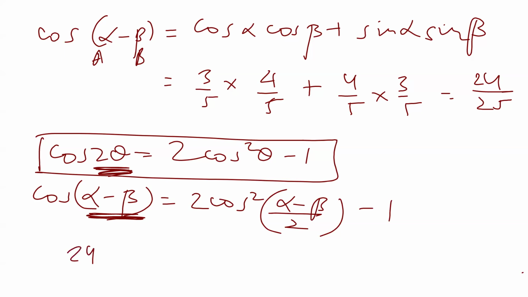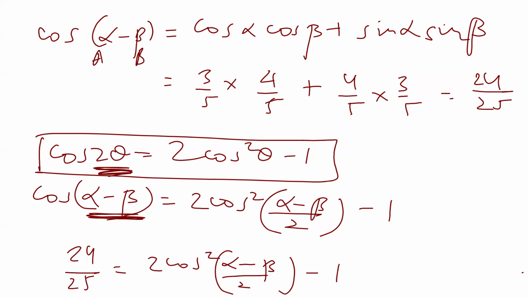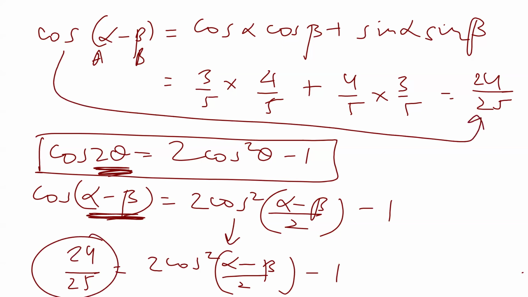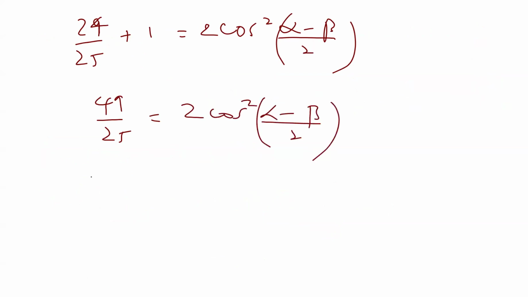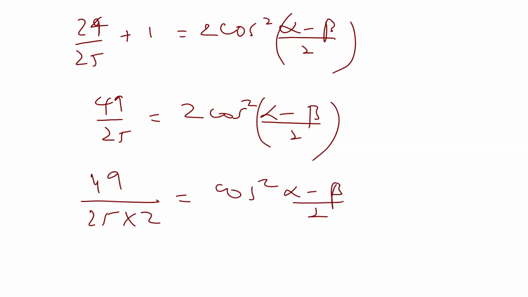Now cos alpha minus beta is 24 by 25. 2 cos square alpha minus beta by 2 minus 1, this will remain as it is. And 24 by 25, this value we have already calculated. So 24 by 25 plus 1 is equal to 2 cos square alpha minus beta by 2. So this will be 49 by 25, which equals 2 cos square alpha minus beta by 2.